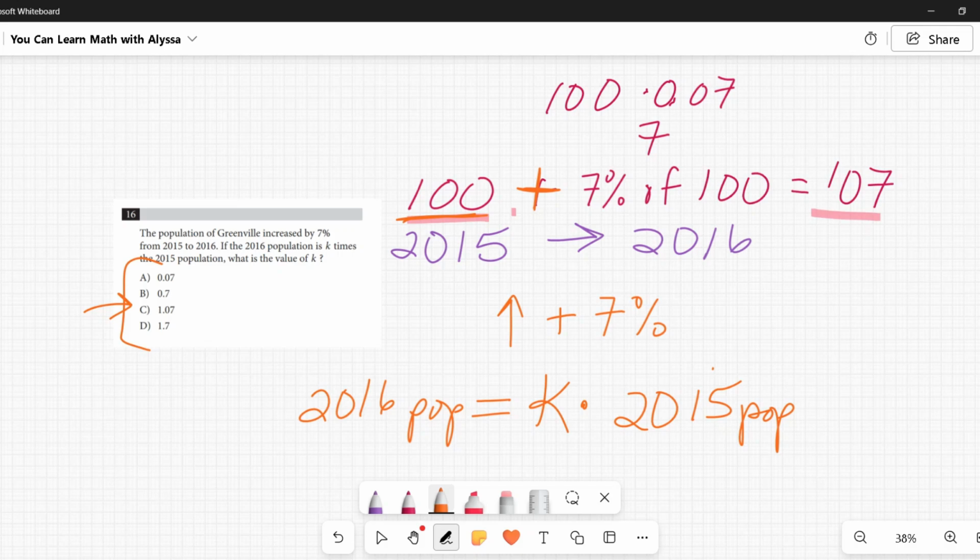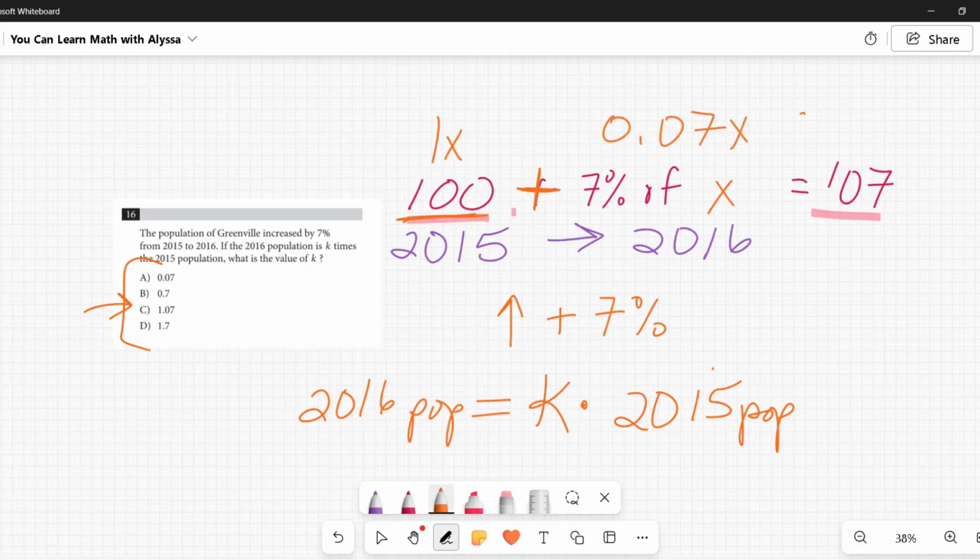It was an unknown. I'm going to refer to this population, it's the unknown, as X. 1X. Then what is 7% of that? What is 7% of X? X times 0.07, or 0.07x. And if I add those together, I get 1.07x. Leave that there. Okay.